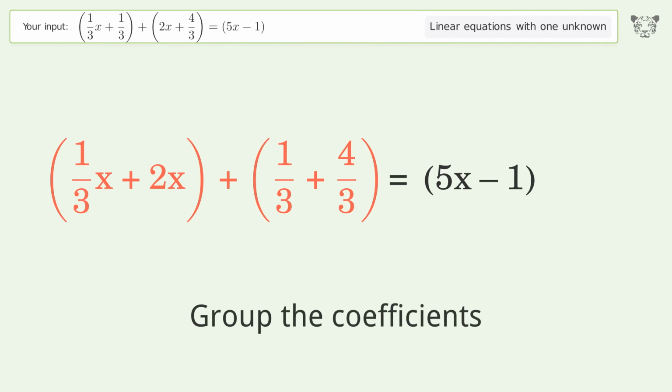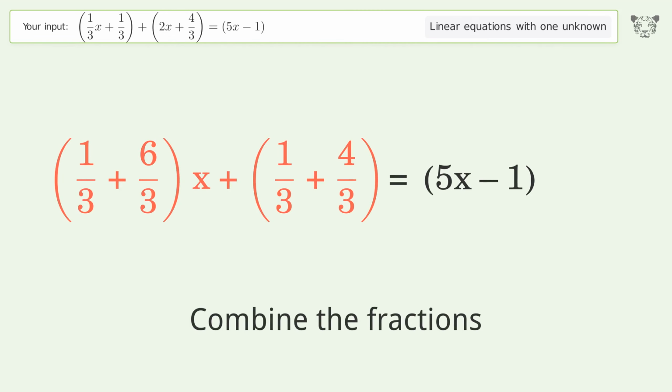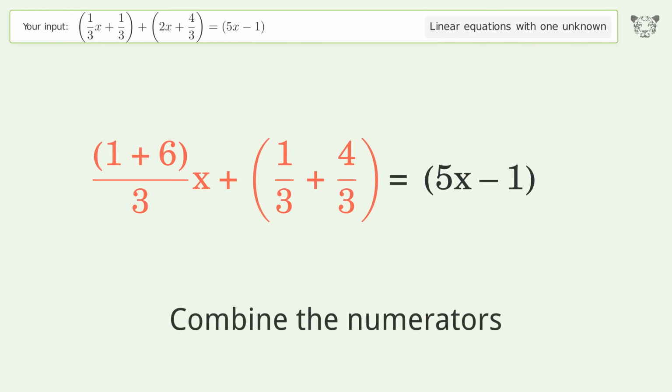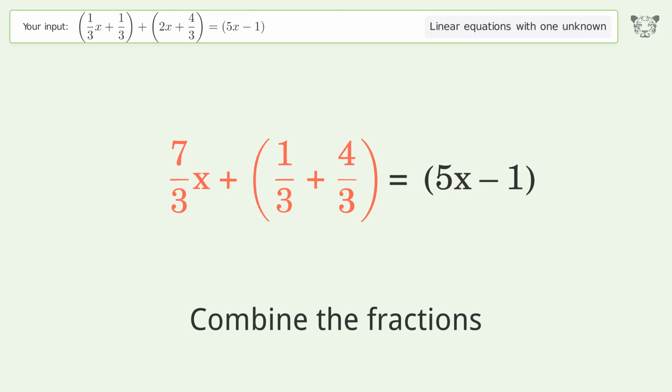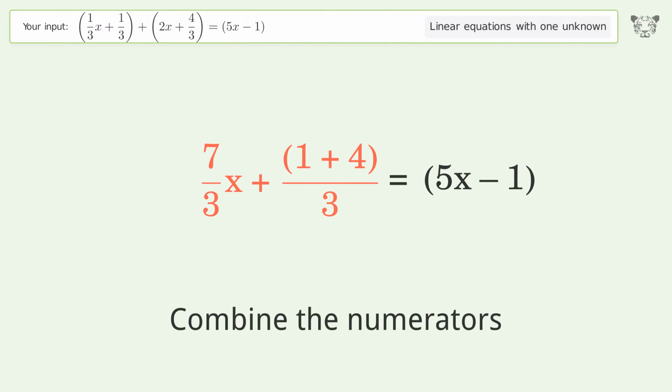Group the coefficients. Convert the integer into a fraction. Combine the fractions. Combine the numerators. Combine the fractions. Combine the numerators.